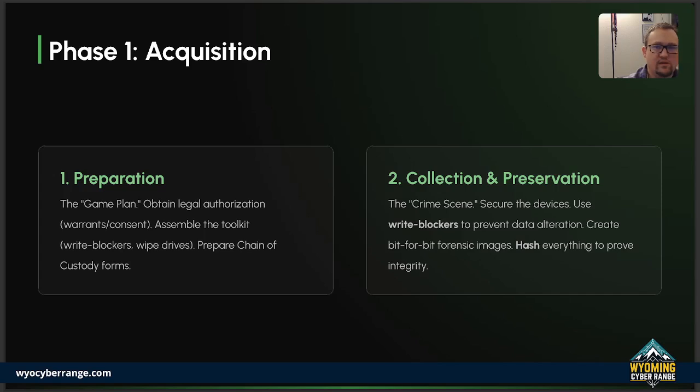Now, step 1, get your game plan. This is going to be obtaining warrants, assembling the toolkit, write blockers, wiping drives, whatever we're going to do, and preparing all of our chain of custody forms. That's just phase one. Then we're going to secure the crime scene itself. We're going to use write blockers to prevent data alteration, create bit-by-bit forensic copies, hash everything to prove mathematically that it hasn't been changed, and then go on to phase two.